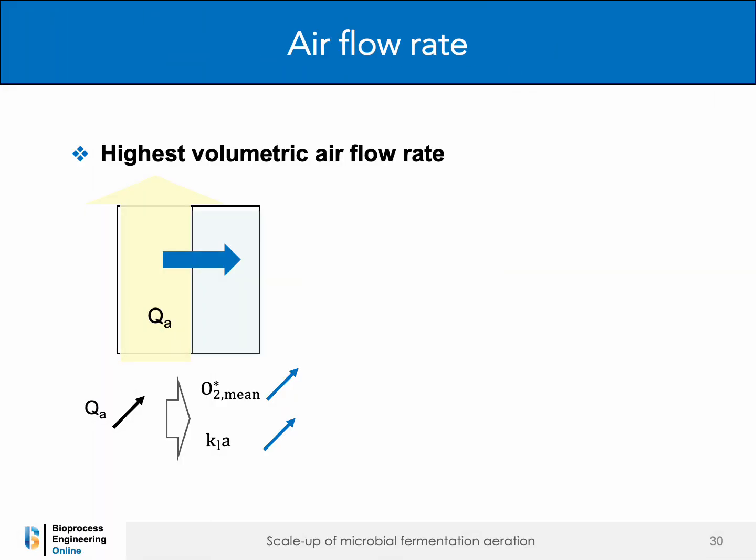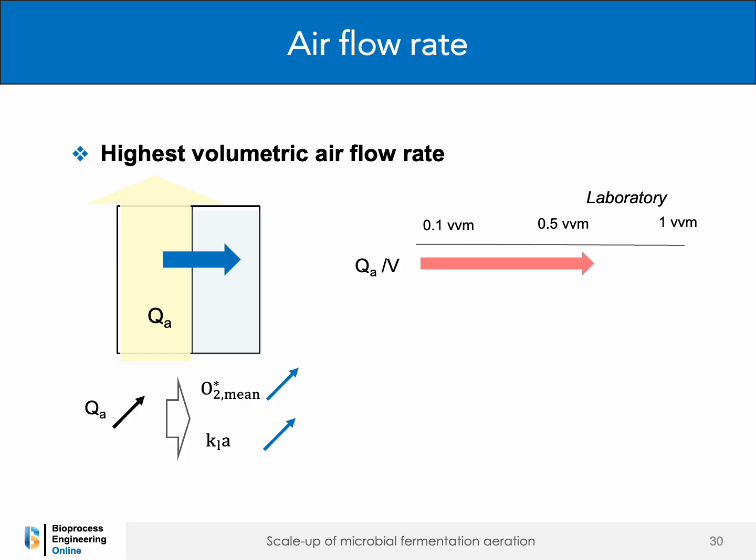When scaling up aerobic fermentations from laboratory-scale fermenters to large-volume industrial vessels, the first and most critical step is the selection of an appropriate airflow rate. As discussed earlier, operating at a high volumetric airflow rate is generally advantageous because it helps maintain a high mean oxygen partial pressure in the gas phase, increases oxygen solubility in the liquid, and enhances oxygen transfer rates.